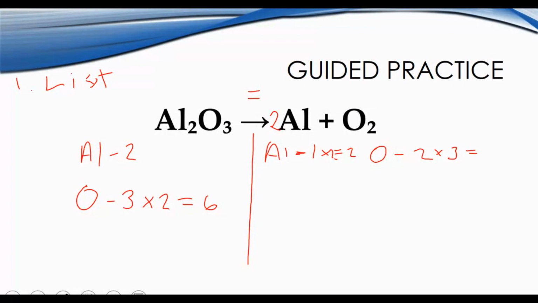So 2 times 3 gives us 6. So this oxygen got multiplied by 3, so that means that its coefficient is now 3. All right, so my oxygens are good.